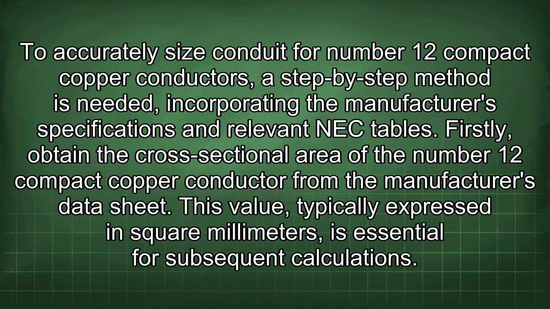To accurately size conduit for number 12 compact copper conductors, a step-by-step method is needed, incorporating the manufacturer's specifications and relevant NEC tables. Firstly, obtain the cross-sectional area of the number 12 compact copper conductor from the manufacturer's data sheet. This value, typically expressed in square millimeters, is essential for subsequent calculations.